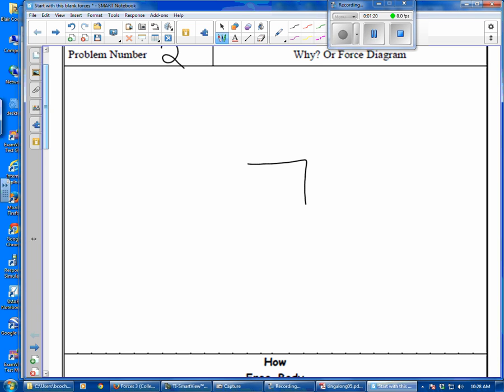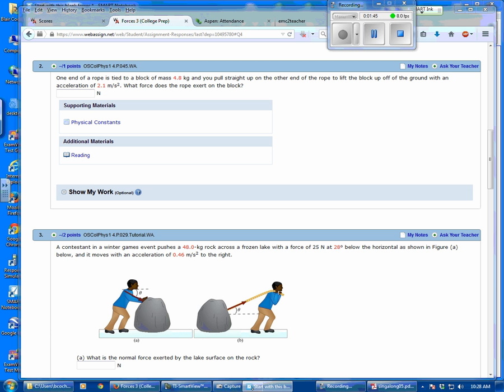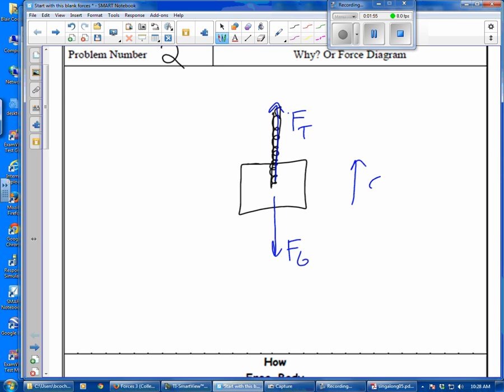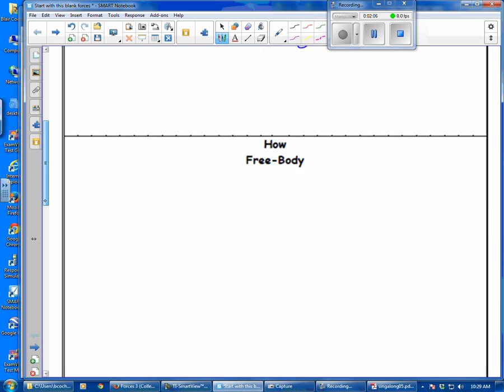So let's see, I got a box with a rope attached to it. It would have a weight and a tension. And I think they tell me it's accelerating if I'm correct. Yep. So there's my correct force diagram for this situation. All right? Which leads me directly to my free body.